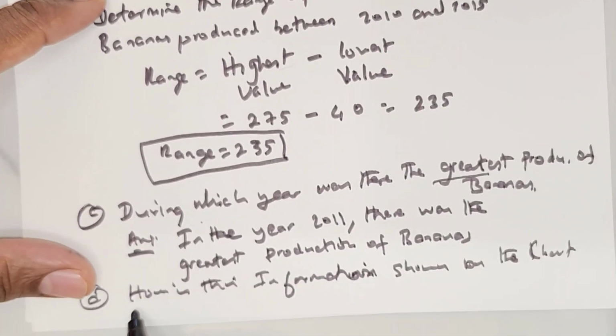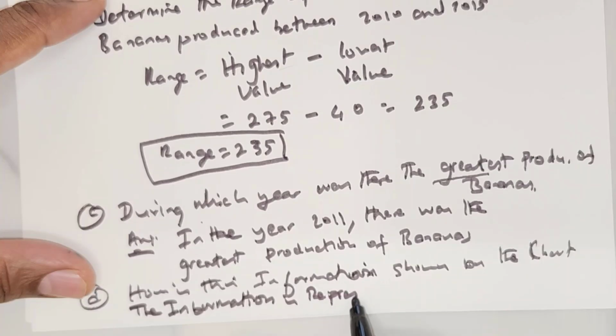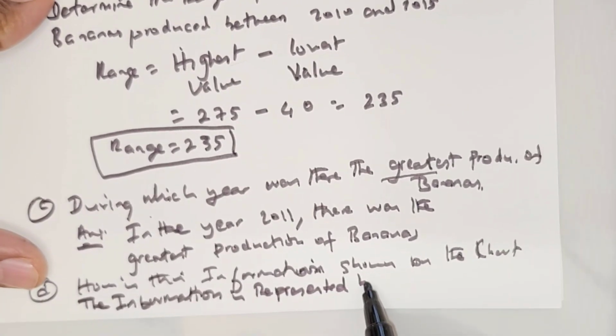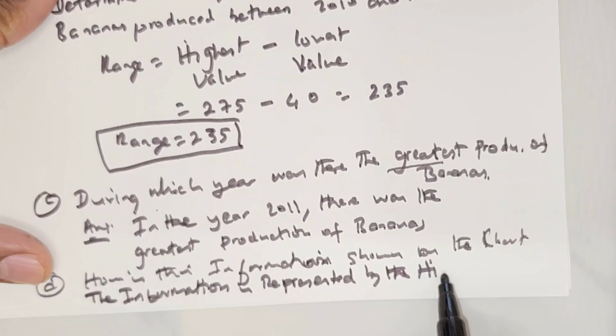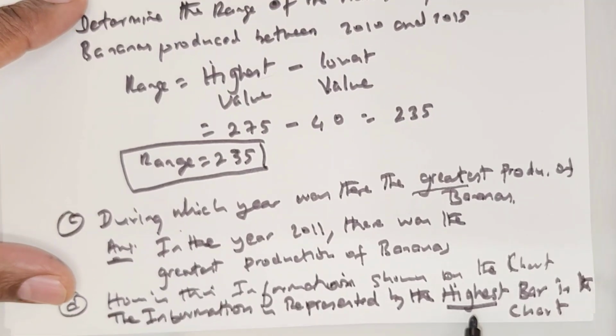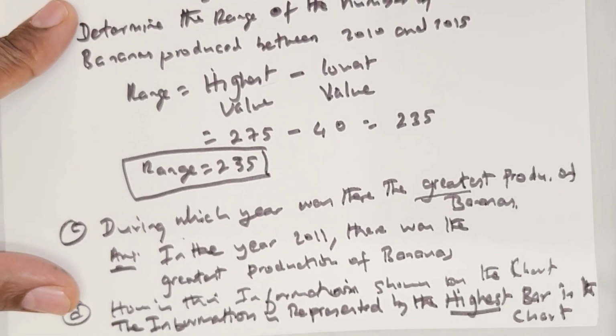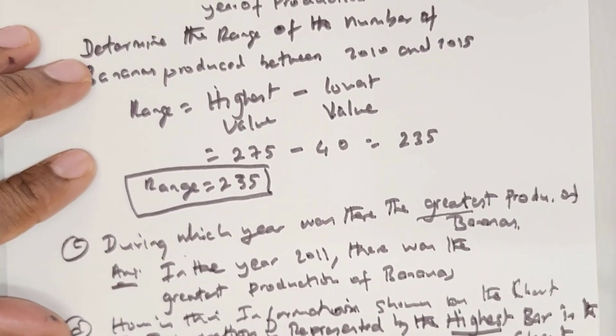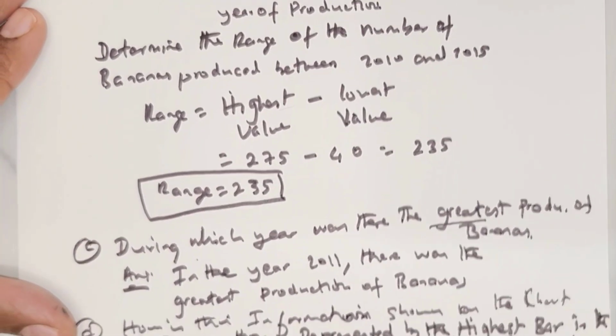The information is represented, you need to write this. The information is represented by the highest, this is the keyword, you need to use this word, by the highest bar in the chart, right? So this keyword should be present in your solution, otherwise they won't give marks. So let me move on to the next question.